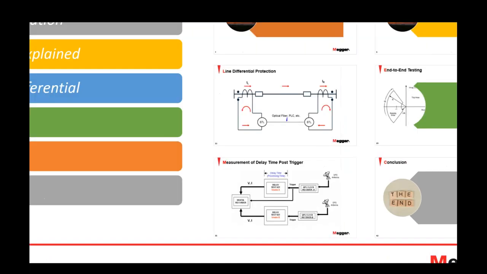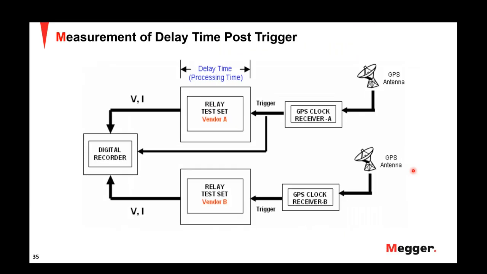Now I'll talk about some test challenges. Since we have been talking about synchronization, injecting quantities at the same time is very important. If you come across a situation where you have one type of relay test set at one end, and a different model of relay test equipment on the other end, right? Each relay test equipment has processors. They take time to process the signals and inject the signals as per the software instructions. So different relay test sets can have different processing times.